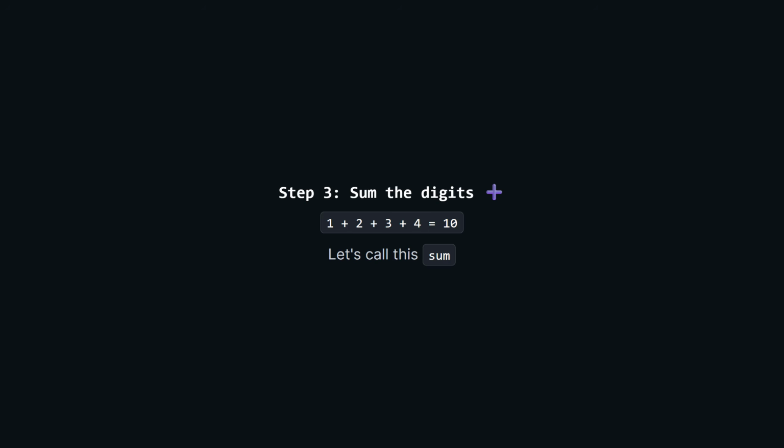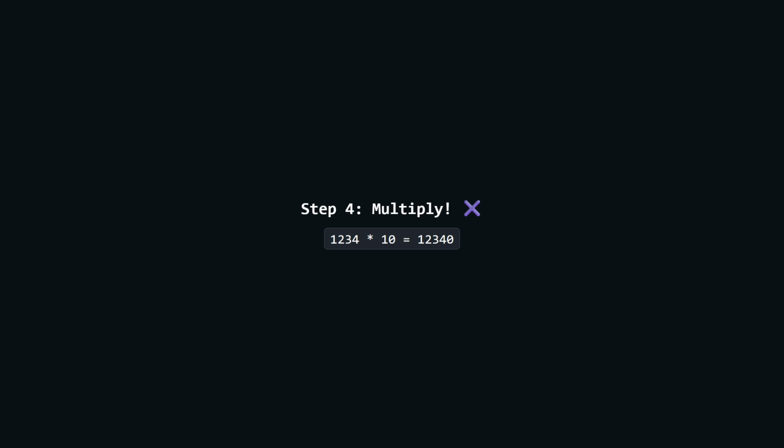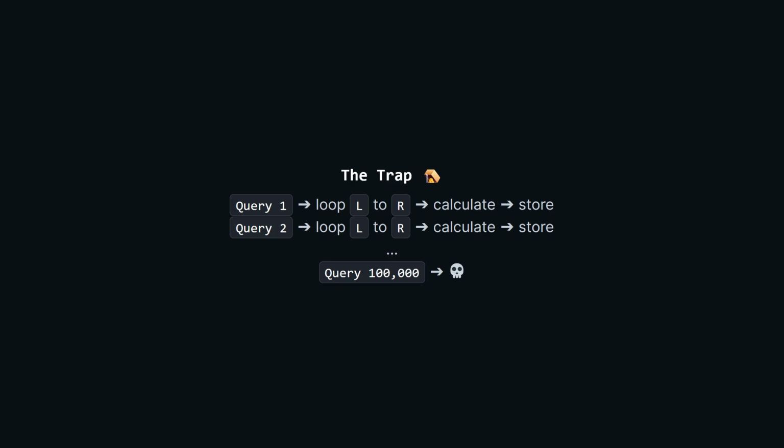After that, we take those same individual non-zero digits and add them all together to get a total. We will call this the sum. Finally, we multiply that big squished number x by our sum to get the final answer for that specific query. Now, if we just loop through the string manually and do this calculation from scratch every single time they ask, it will take way too long and our solution will time out.